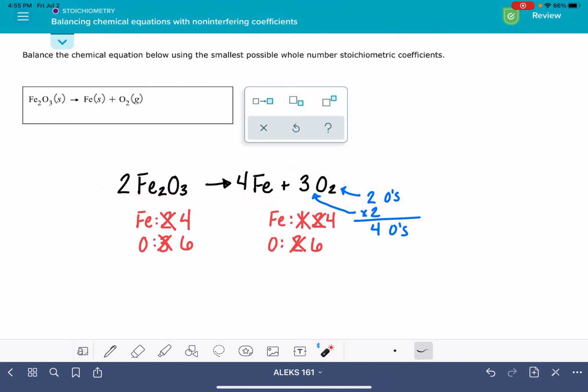To enter this in ALEKS, what you're going to do is use your cursor, just click right here in front of the Fe2O3 and then type in a 2. Do the same thing, click in front of the iron and type in a 4, and click in front of the O2 and type in a 3.